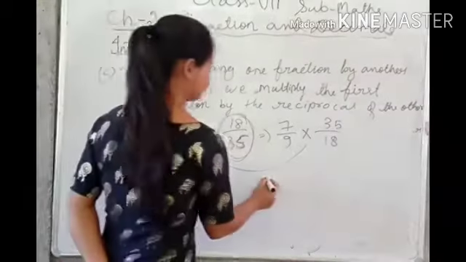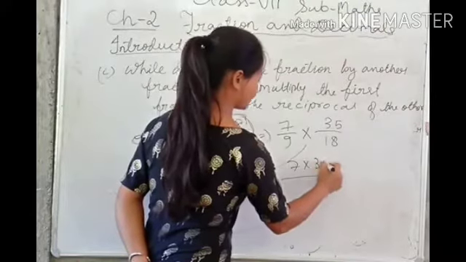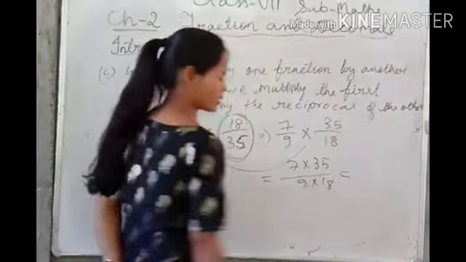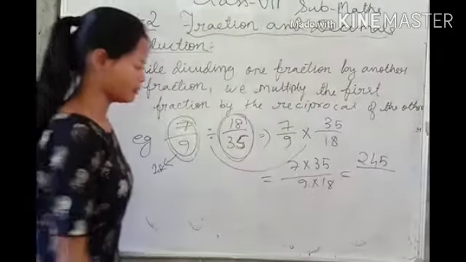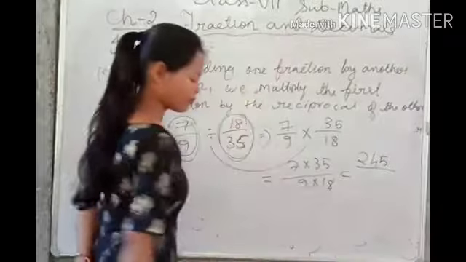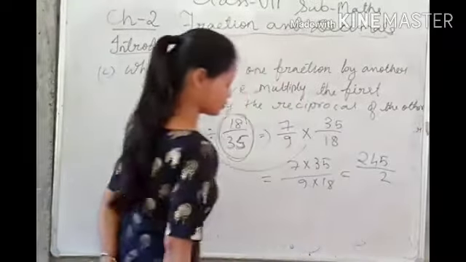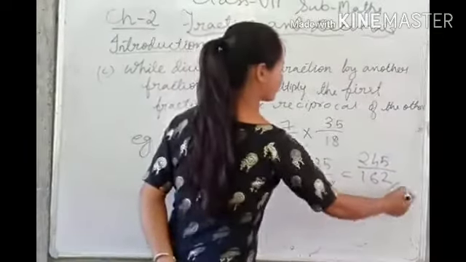Now what will you do? Simply you will multiply 7 into 35 and 9 into 18. So what will be your answer? You will get 245. And here how much will you get? 2, then 16, 162. So this will be your answer.